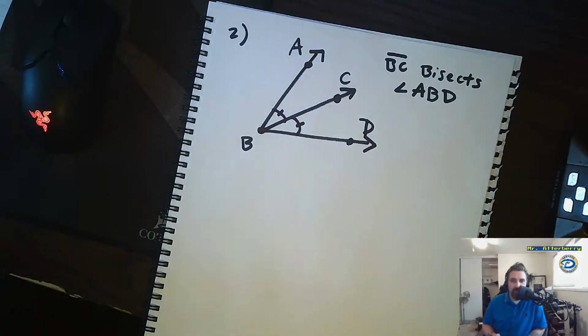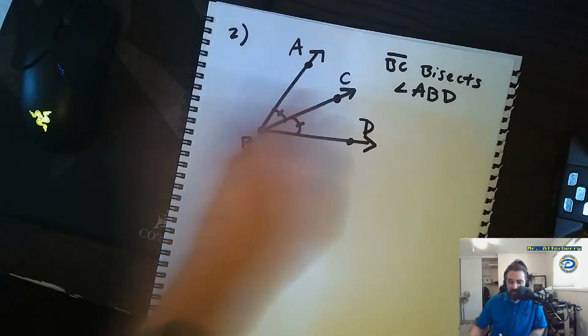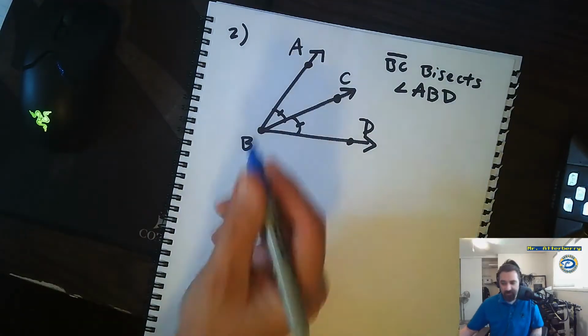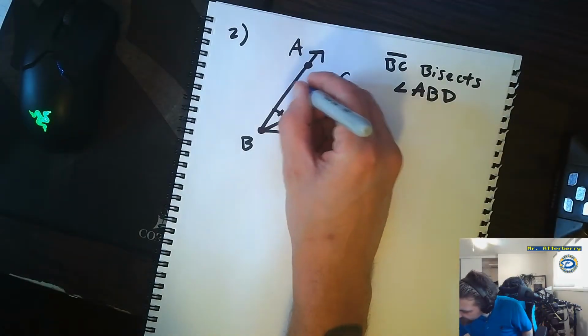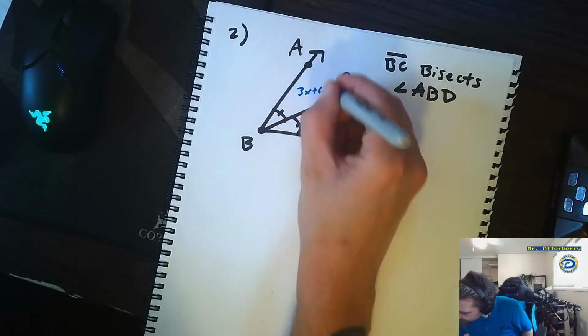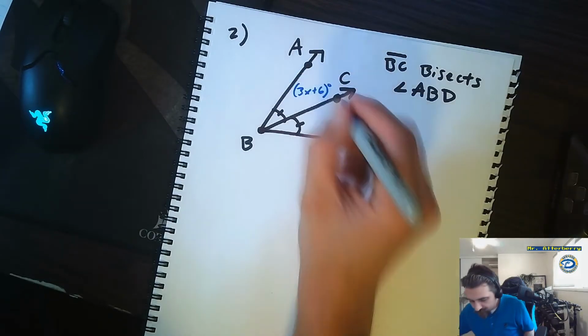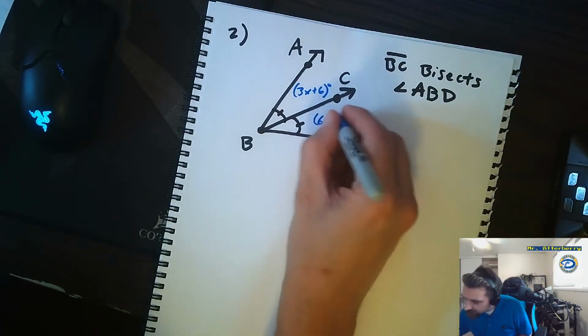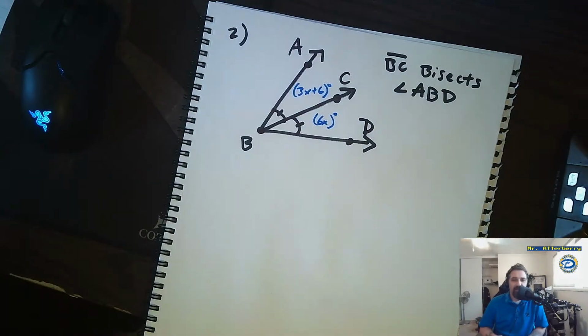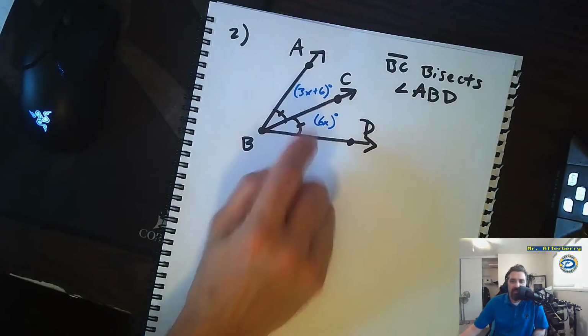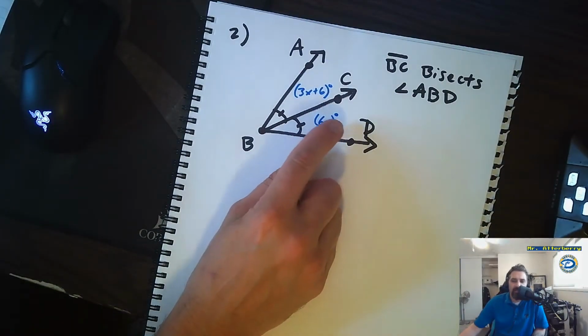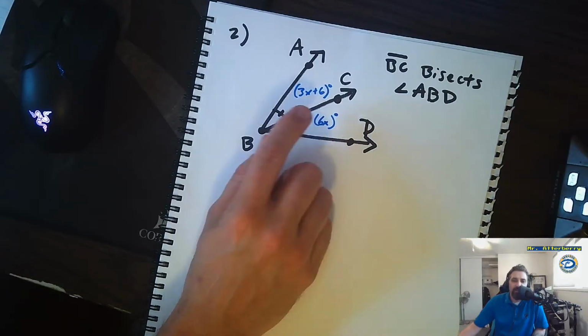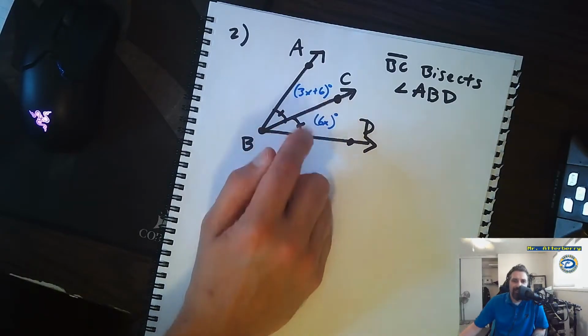Here's a little bit more information. Okay, we're going to do the same thing: solve. We're going to have two expressions. This top angle is going to be 3x plus 6, and this is a degree measurement. And then this right here is 6x, and it's a degree measurement. So we know that this angle is going to equal that angle.